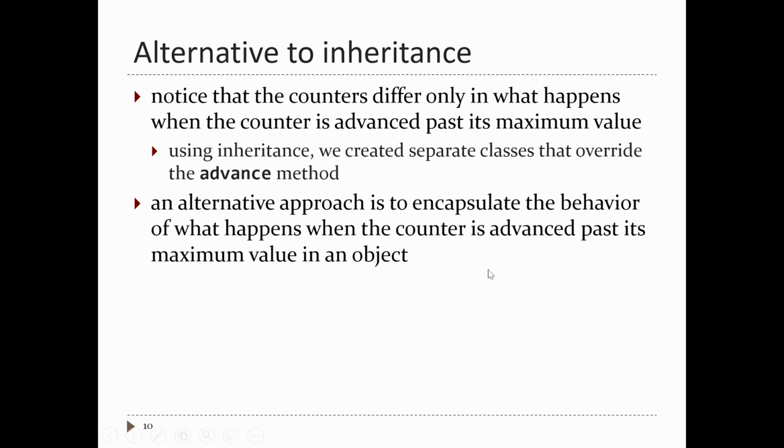There's another approach. The alternative approach is to encapsulate the behavior of what happens when the counter is advanced past its maximum value in an object. In other words, you can take what we did in advance, that governed how we changed the value when it hit Integer.MAX_VALUE, and put that into an object. Then you can make that object a field of the Counter class. I'm not going to go into the implementation of that particular type of counter. I'm just pointing out that there is a different way to do this.